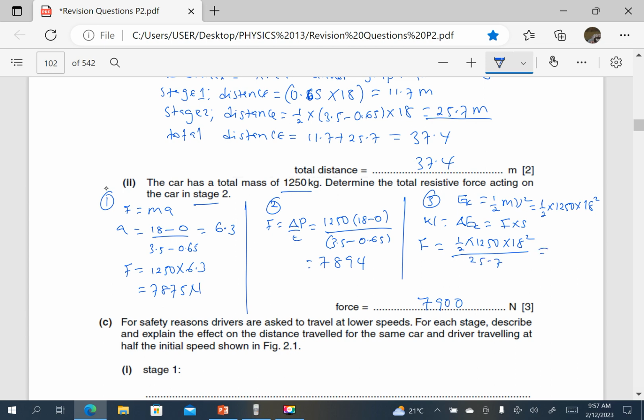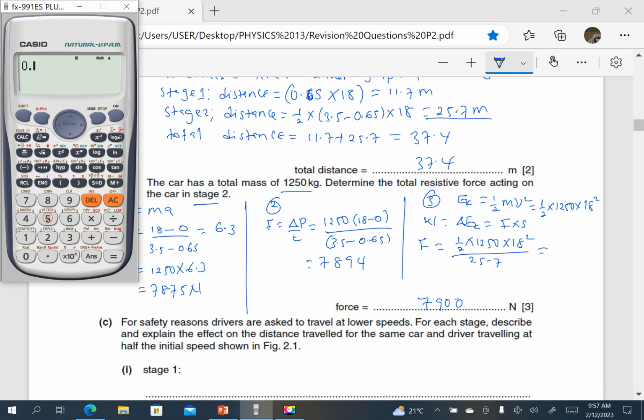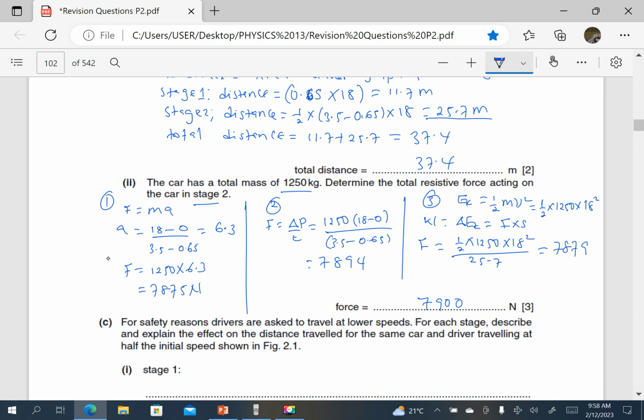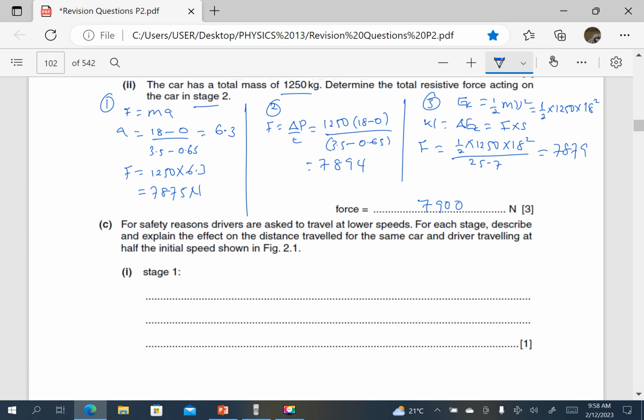25.7. Let's check: 0.5 times 1250 times 18 squared, divided by 25.7. That is 7879. So all these values round off to 7900 to two significant figures. So you can choose any method to determine the total resistive force.